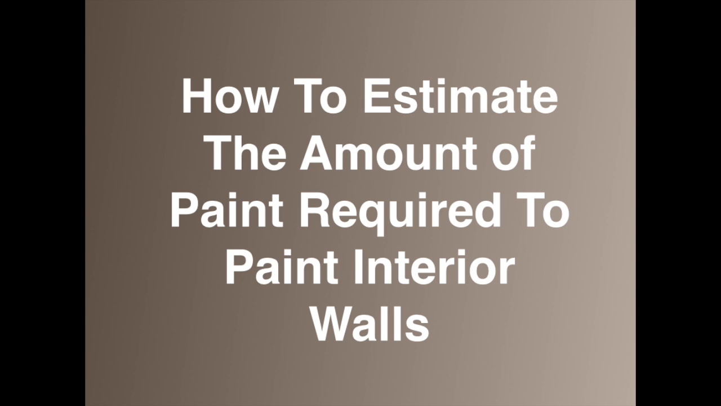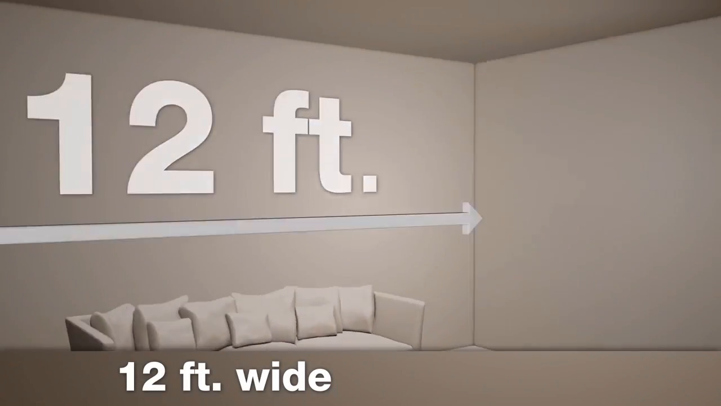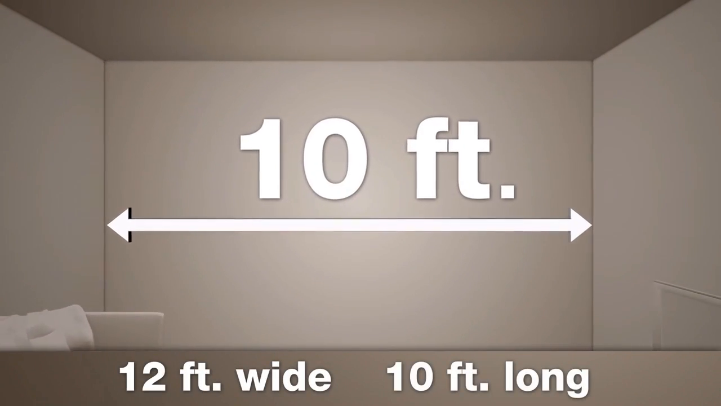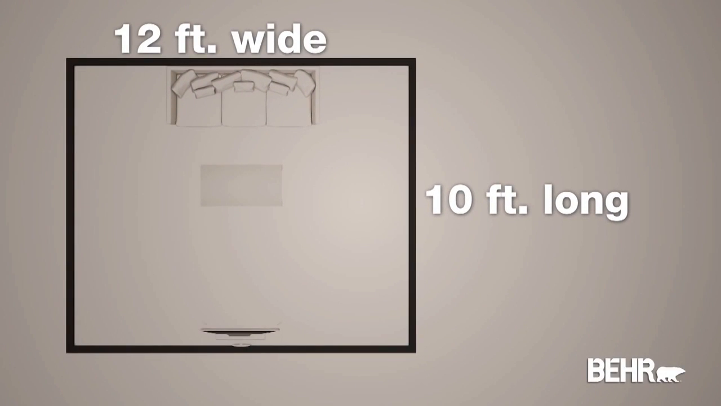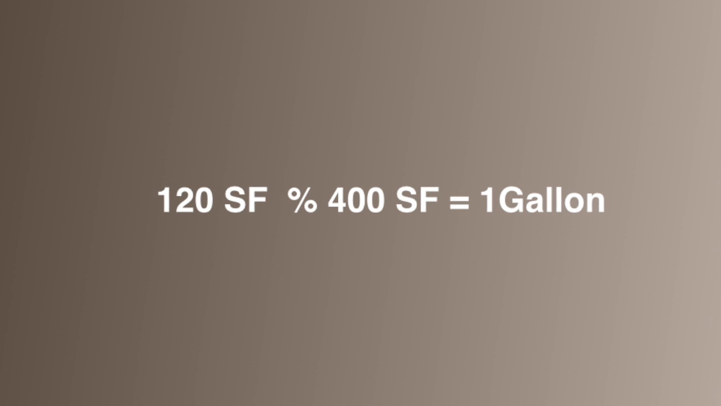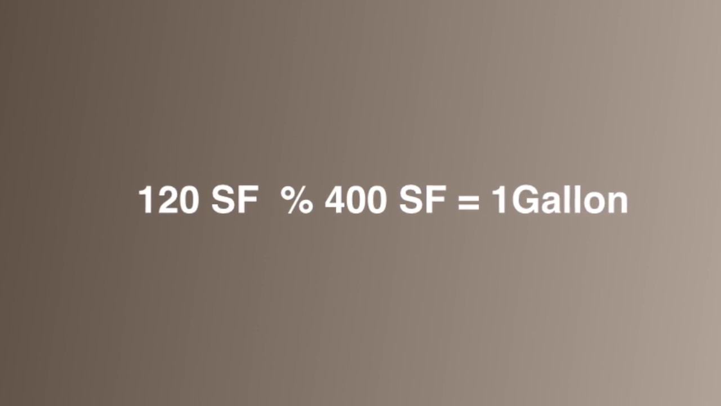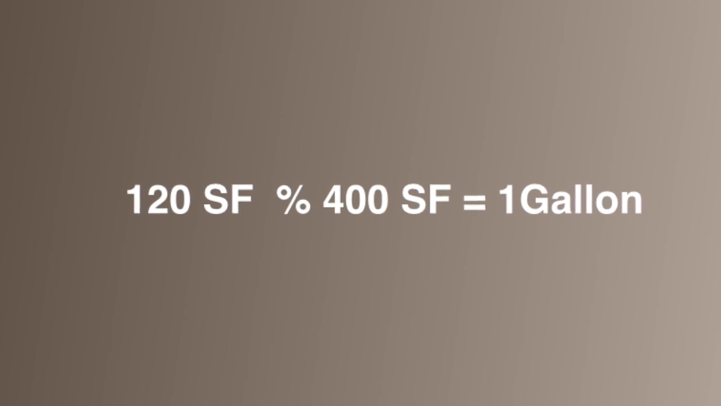How to estimate the amount of paint required to paint the interior walls of a home. In order to get the ceiling measurement, measure the length and the width of the room and multiply these numbers together. This will give you the ceiling square footage. Then divide the footage by the manufacturer's recommended amount of coverage per gallon. This will give you the amount of gallons required to paint the ceiling.